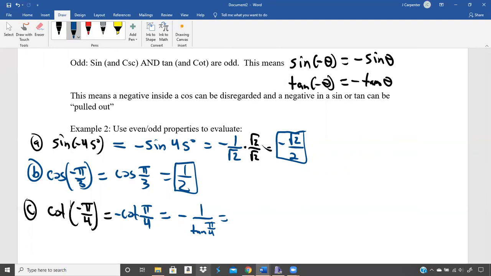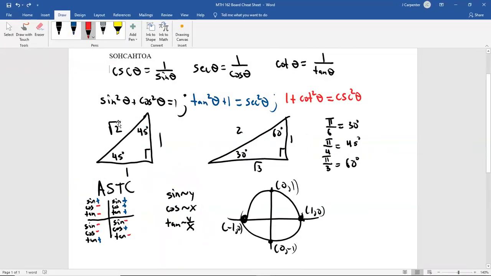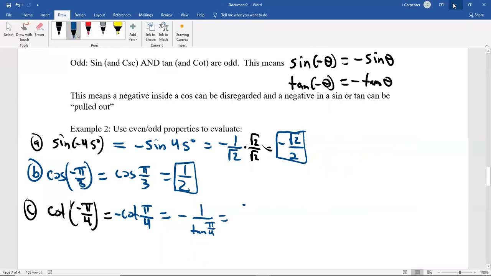Pi over 4 is 45 degrees. That's the 1, 1, square root of 2 triangle. Tangent of 45, tangent's opposite over adjacent. 1 over 1 is 1. So negative 1 over, this 1 was the 1 over 1 from finding the tangent of 45. But negative 1 divided by 1 is negative 1.